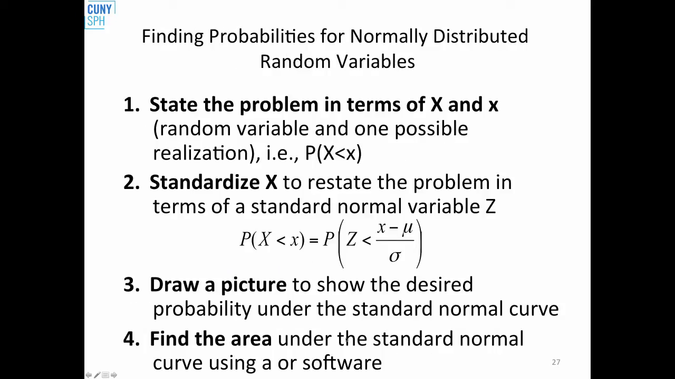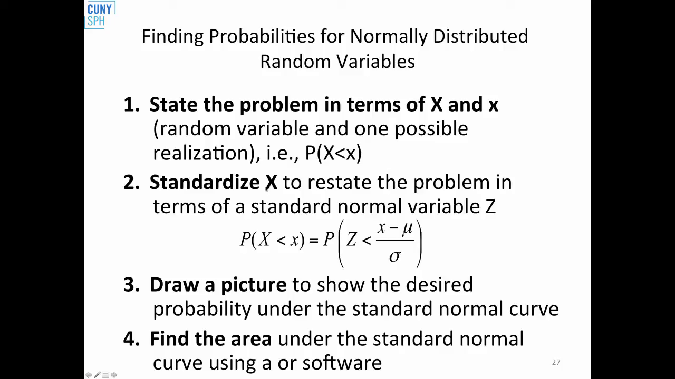To find probabilities for normally distributed random variables, here's a set of steps you can take that'll get you through any problem that we can throw at you. First, you state the problem in terms of your random variable and the realized value, such as I want the probability of the random variable X being less than a particular value x.